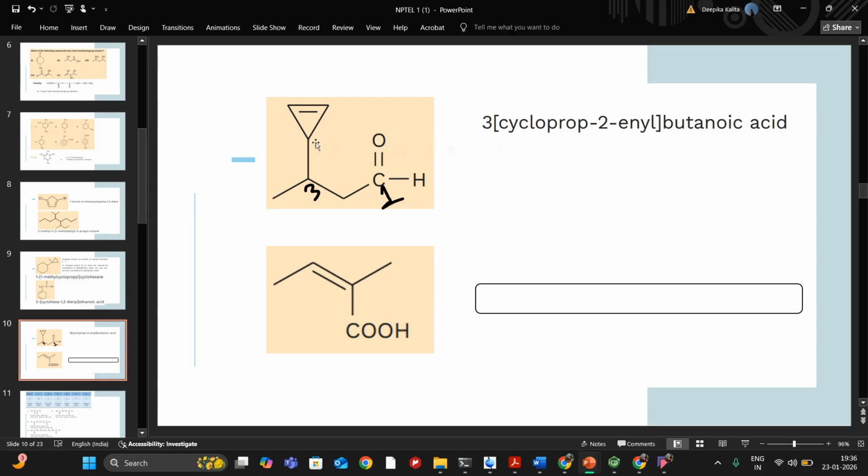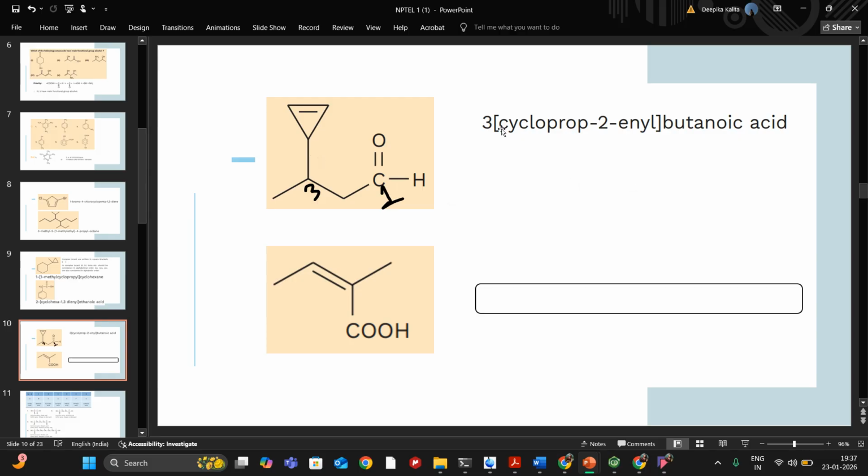If we solve the name, this substituent will be called cycloprop-2-enyl, because the carbon attached to the parent carbon chain will be assigned number 1. If we number this carbon as 1, these two will be 2 and 3, and hence the carbon-carbon double bond will be present at carbon number 2 of the substituent. Hence the name which will come under the bracket will be cycloprop-2-enyl.